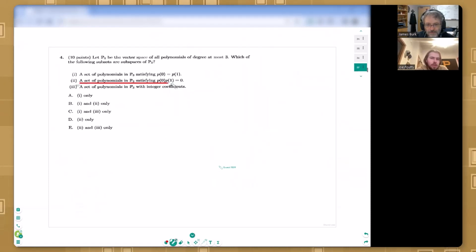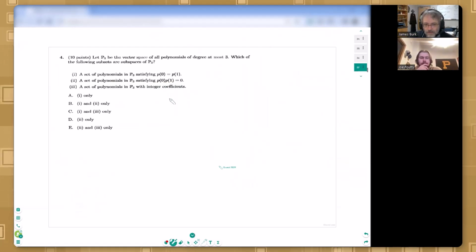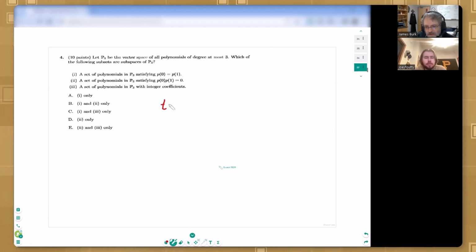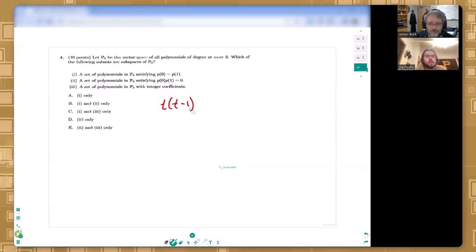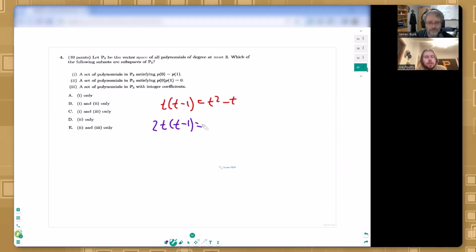Okay, so the set of polynomials satisfying this condition. Okay, let's just kind of look at a silly example real fast. Let's say if you were to have t and t minus 1. That definitely would work. And here's another example, maybe like 2t and t minus 1. Okay, that's what that's referring to. One of them is going to be 0. I'm not really sure which one.